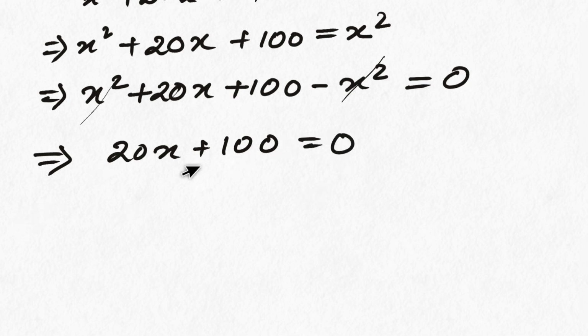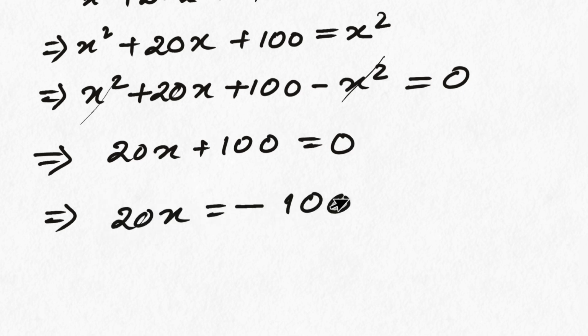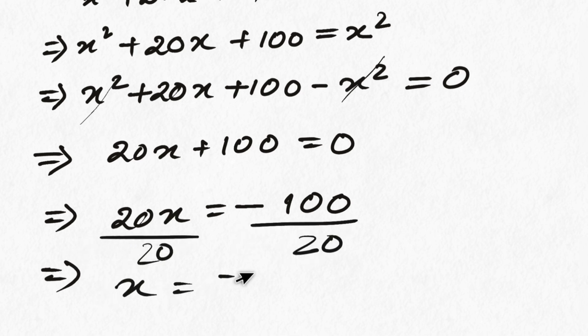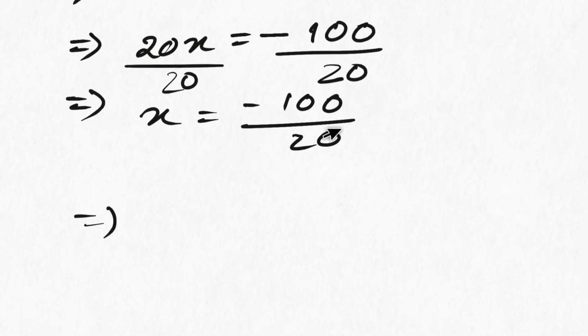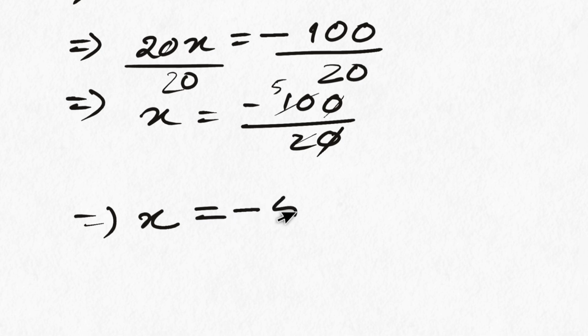Now we solve for x. First, subtract 100 from both sides. 20x equals negative 100. Then divide both sides by 20. x equals negative 100 divided by 20. We can simplify that. Remove a 0 from top and bottom. Negative 10 divided by 2 equals negative 5. So we get x equals negative 5.